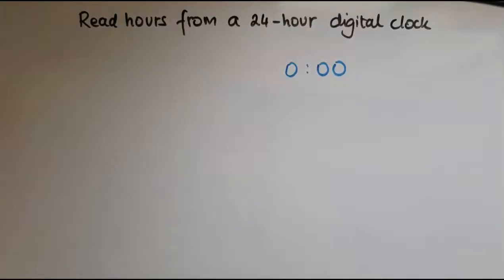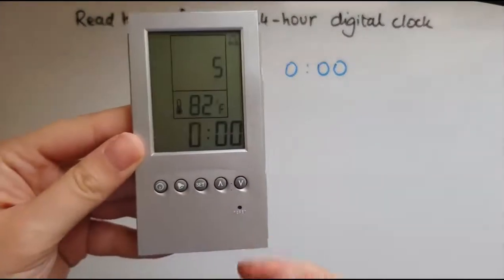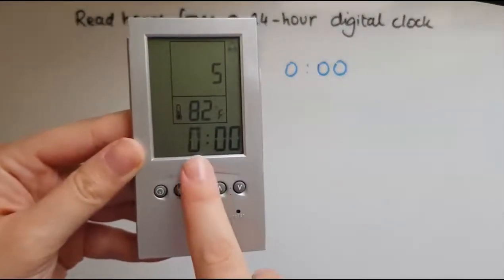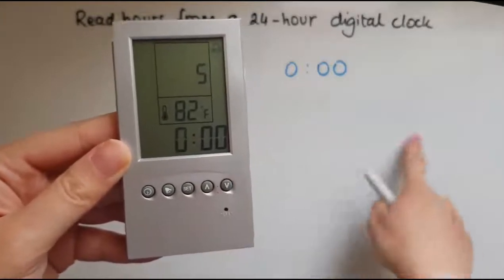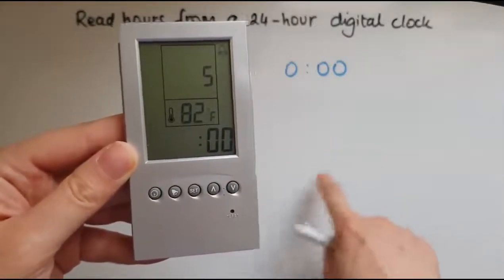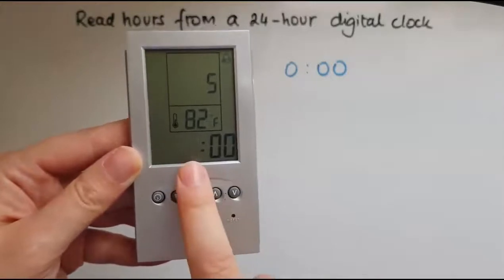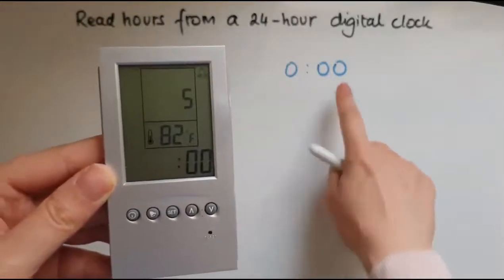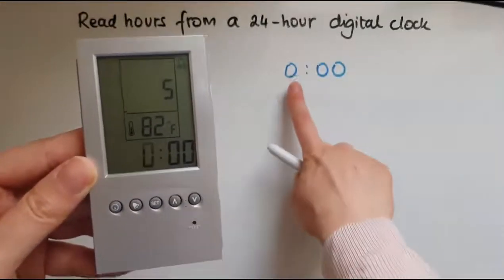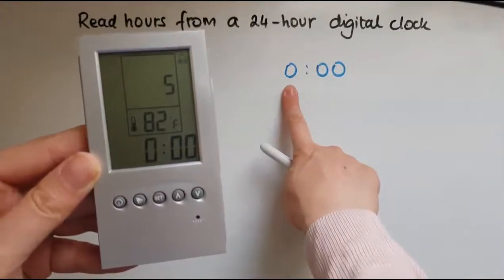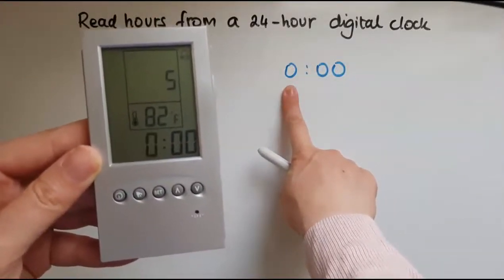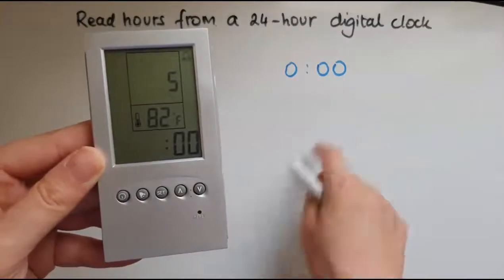In this video, we'll learn to read hours from a 24-hour digital clock. We come across digital clocks when it comes to smartphones or alarm clocks like this one. So you see time written in digits rather than having a circular clock with clock hands. So 0, 0, 0, 0. That means it is the start of the day, which is 12 midnight.